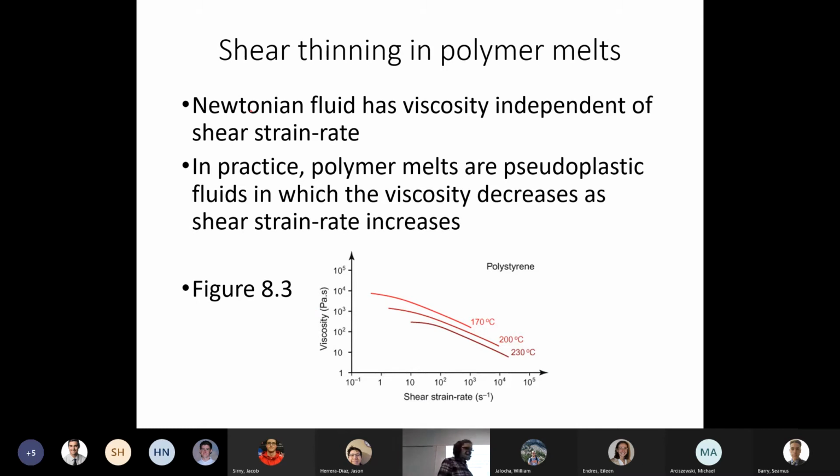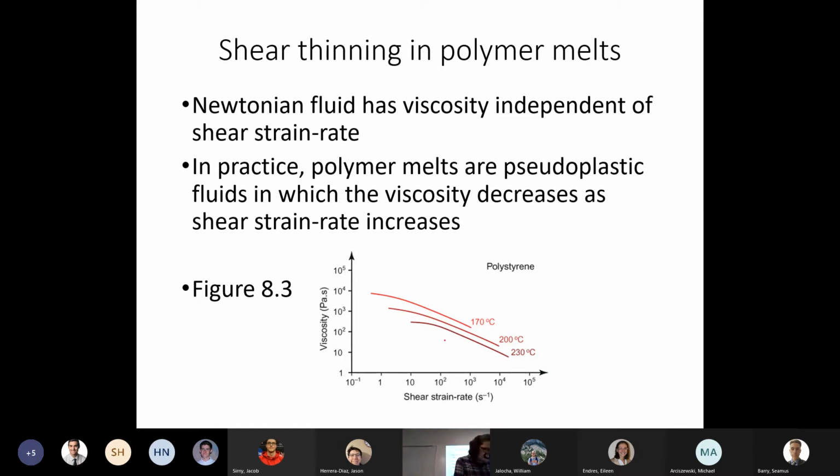So Newtonian fluids, the viscosity is independent of the shear strain rate. But with polymers, we have this concept called shear thinning. And in that case, what we have is that the viscosity goes down as the shear strain rate increases. And that's unusual. What that means is that if we have high shear strain rates, and we may see that in thin gates, oftentimes the material is going to flow better than we would expect it.